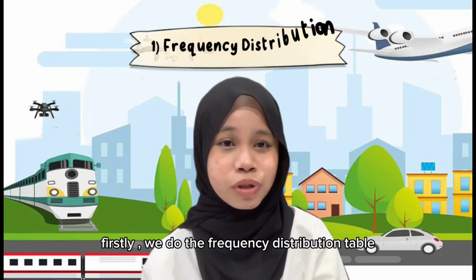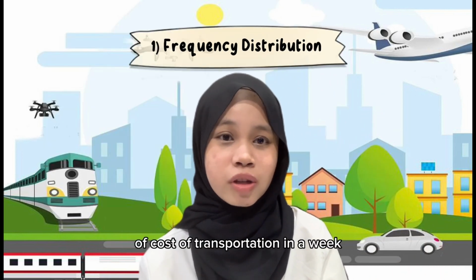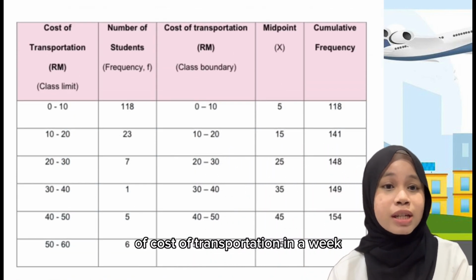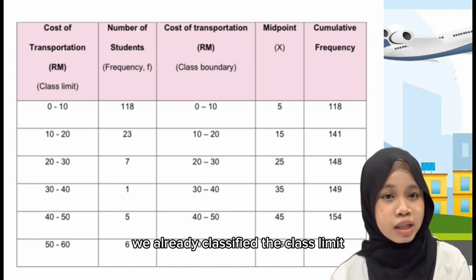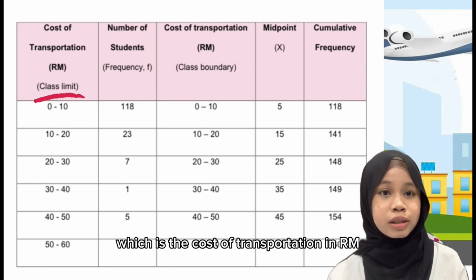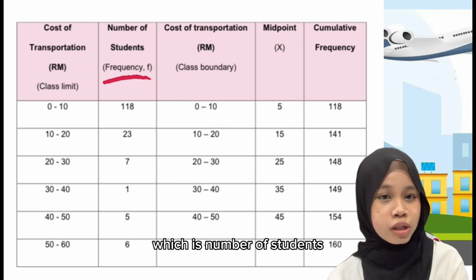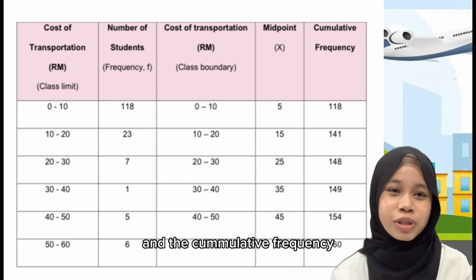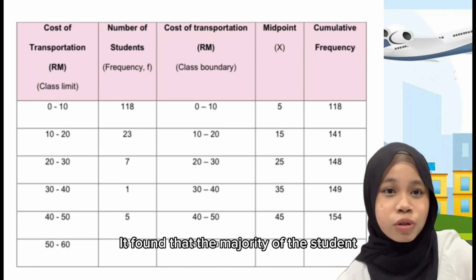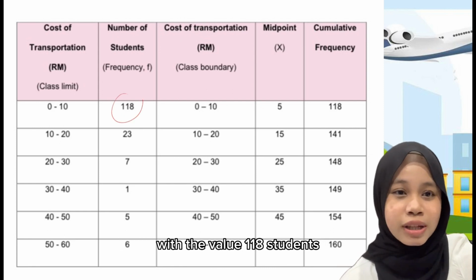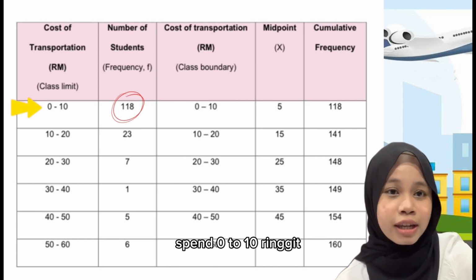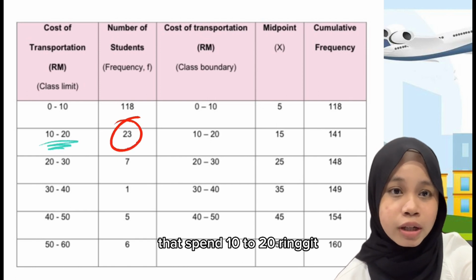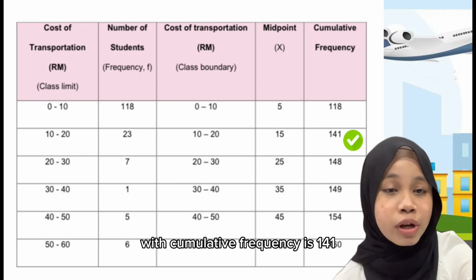Firstly, we make the frequency distribution table of the cost of transportation in a week. As you can see, we already classified the class limit, which is the cost of transportation in RM, the frequency, which is the number of students, the class boundaries, the midpoint, and the cumulative frequency. We found that the majority, 108 students, spend 0 to 10 ringgit on transportation, followed by 23 students that spend 10 to 20 ringgit, with cumulative frequency of 141.